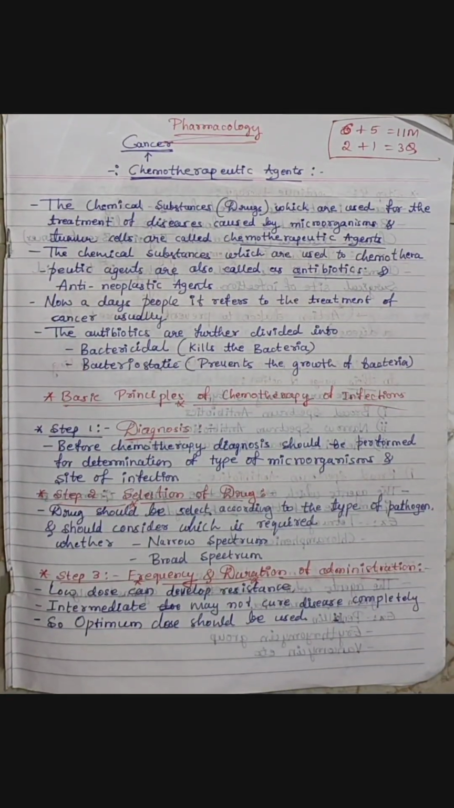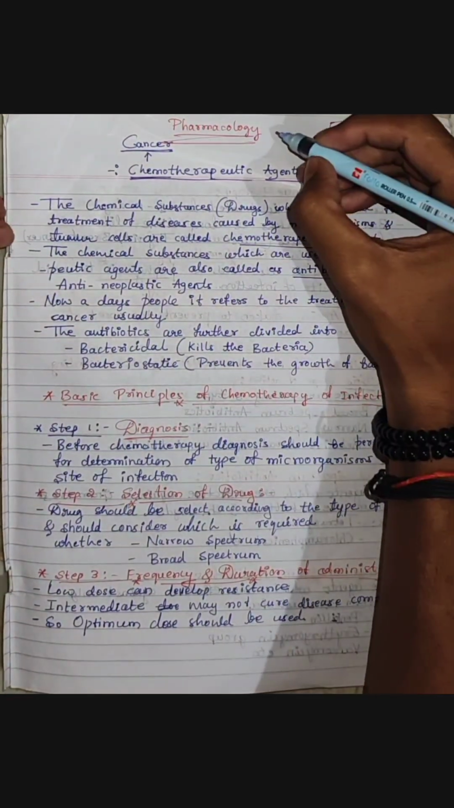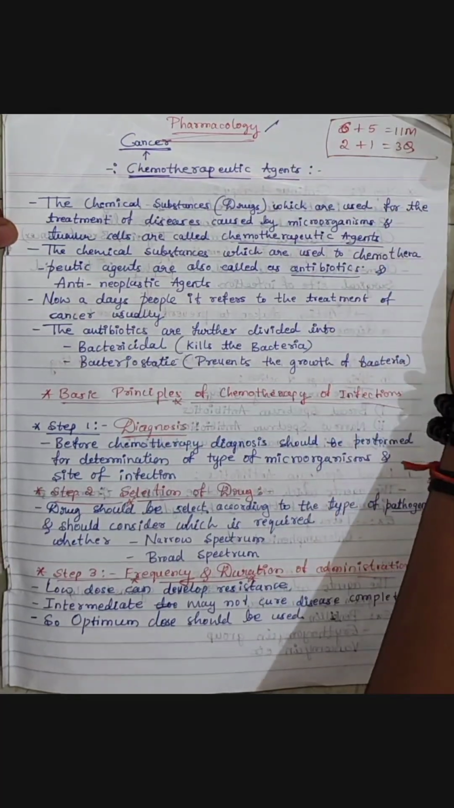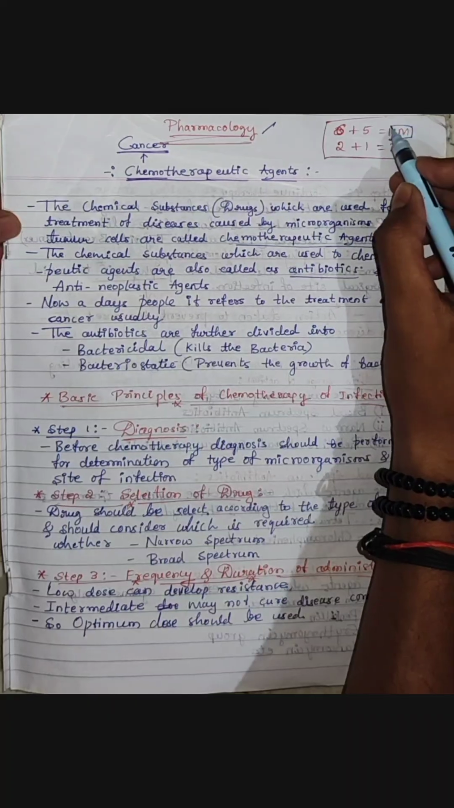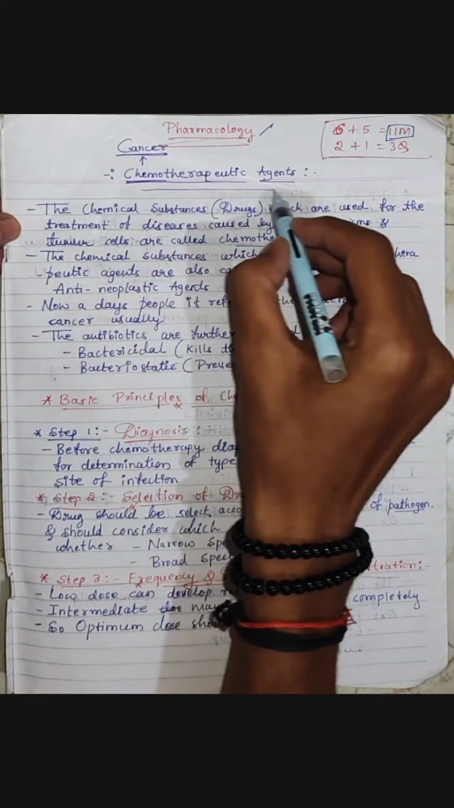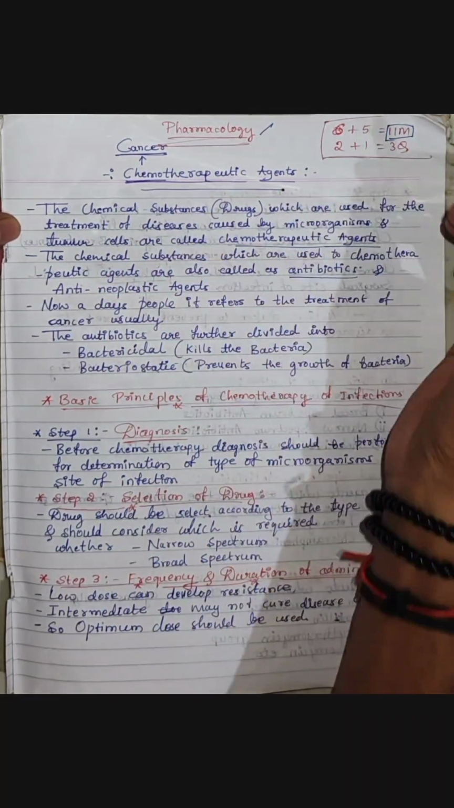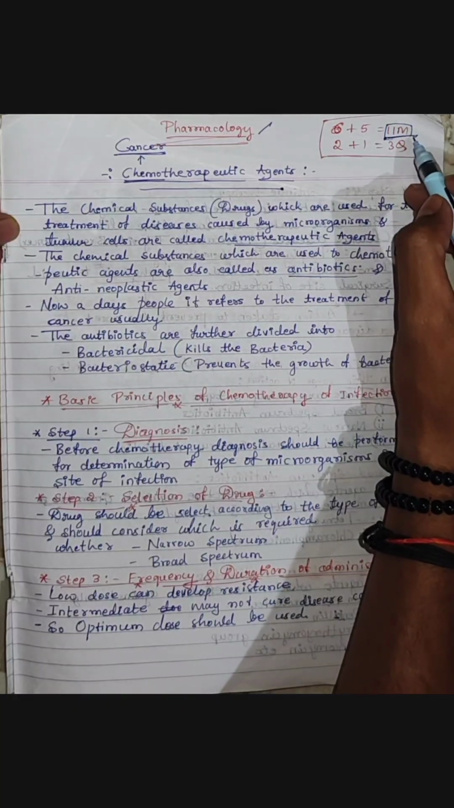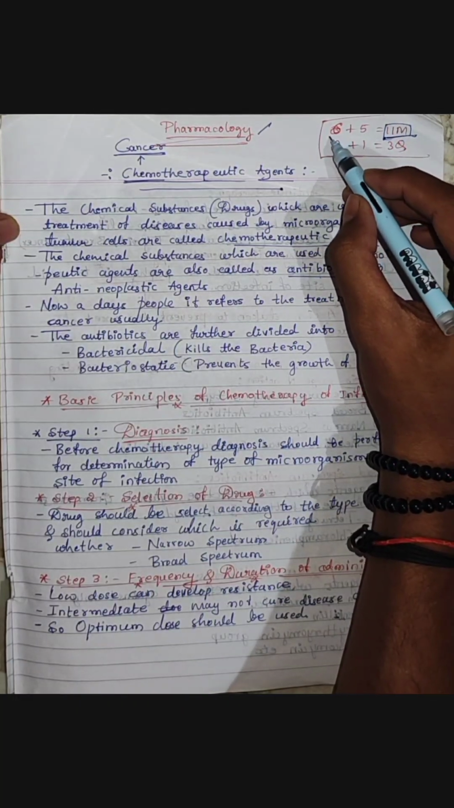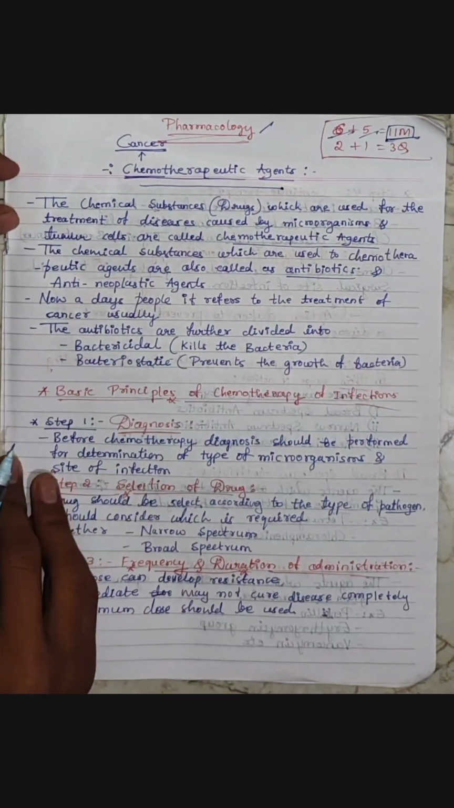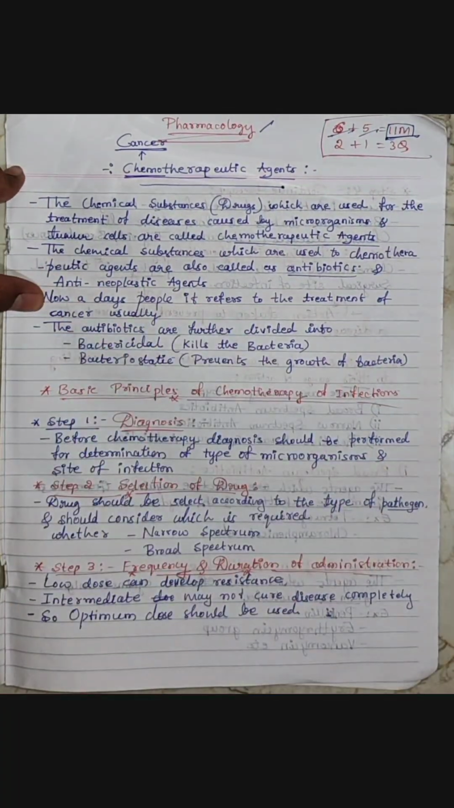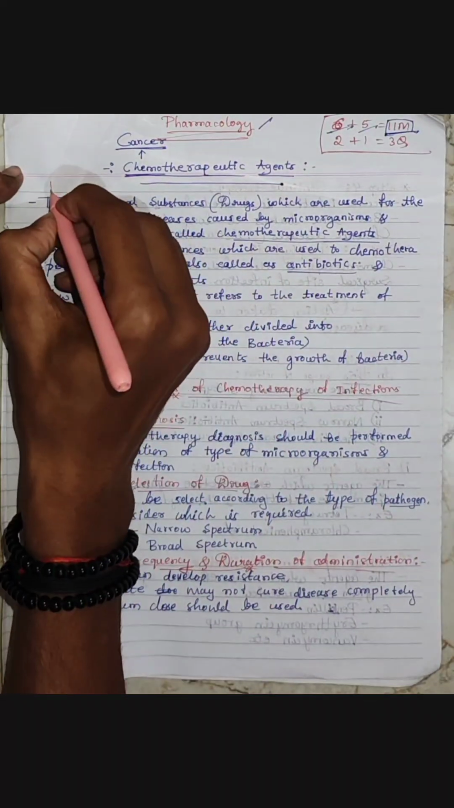Hello guys, today we will learn about pharmacology, which is the first exam for D Pharma. The topic name is chemotherapeutic agents, which covers 11 marks: 3 marks 2 questions, 5 marks 1 question. Let us know the introduction part.